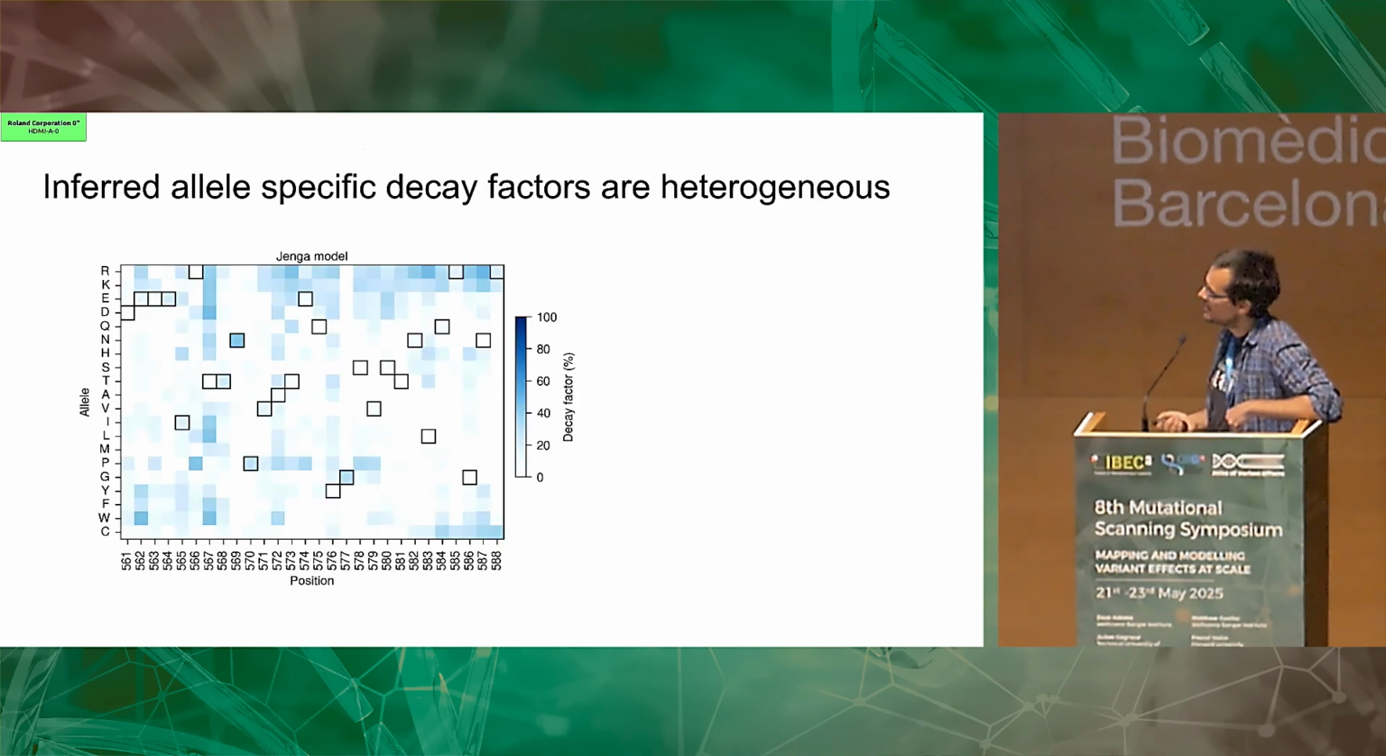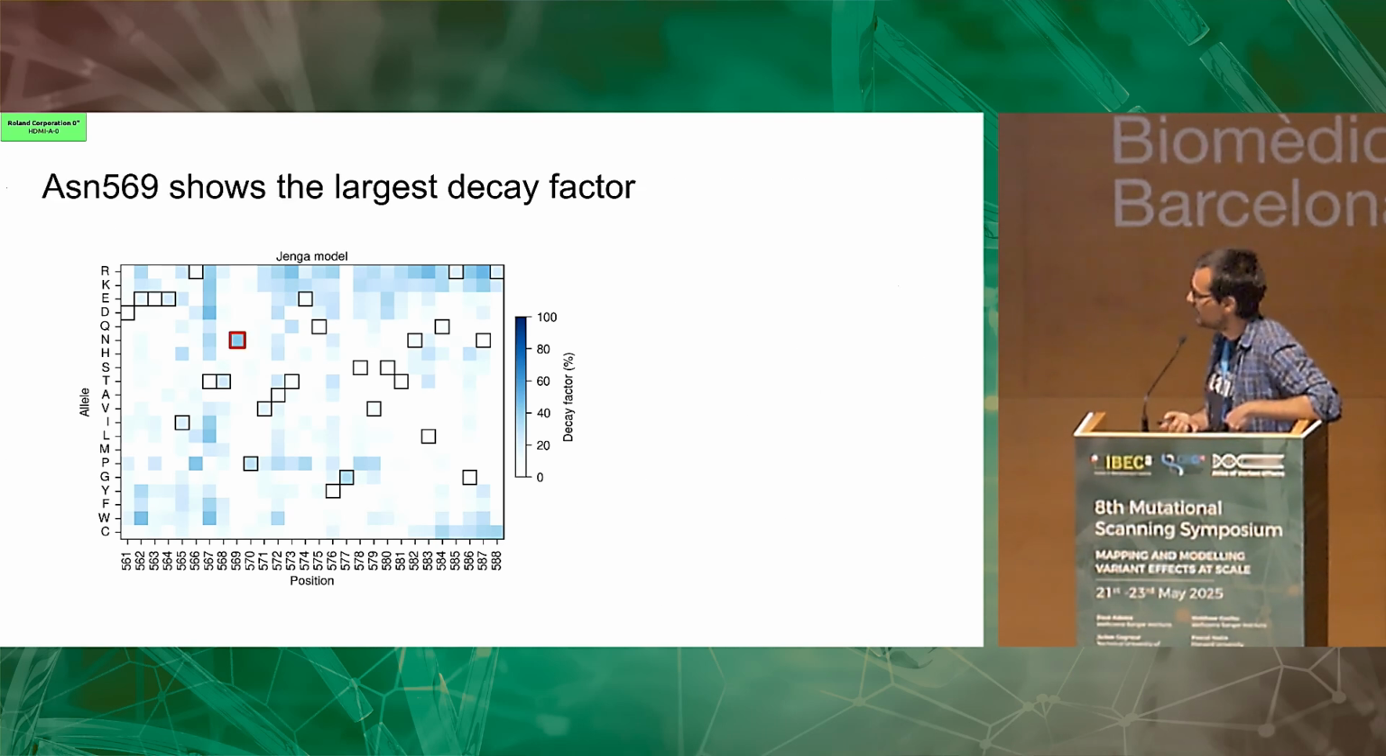But the really cool thing is that we can now get these maps, which instead of showing the effects of mutations, show how much mutations involving specific alleles affect the predictability of other mutations. So you can see that this is a pretty heterogeneous map, and every position behaves very differently. One of the simplest things we can do first is look at the allele with the largest decay factor. And this happens to be this asparagine at position 569.